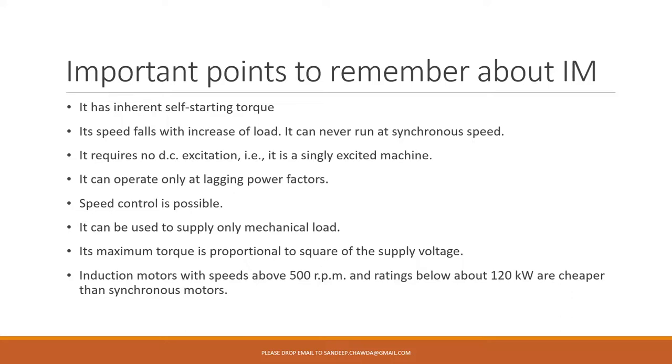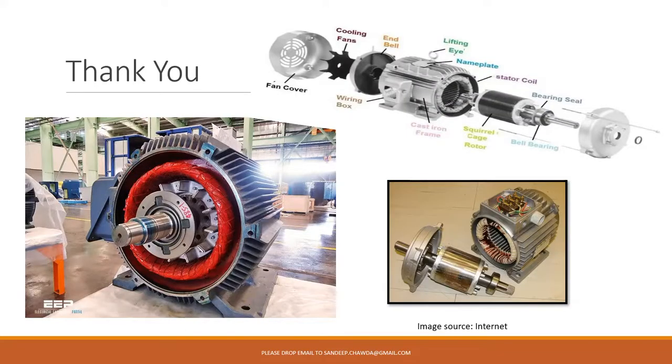Its maximum torque is proportional to the square of the supply voltage. So if you vary the supply voltage, the maximum torque will vary, not the starting torque. We are talking about maximum torque. Induction motors having speed above 500 rpm and rating below 120 kilowatt are cheaper than synchronous motors. So these are a few points you can keep in mind regarding induction motors.